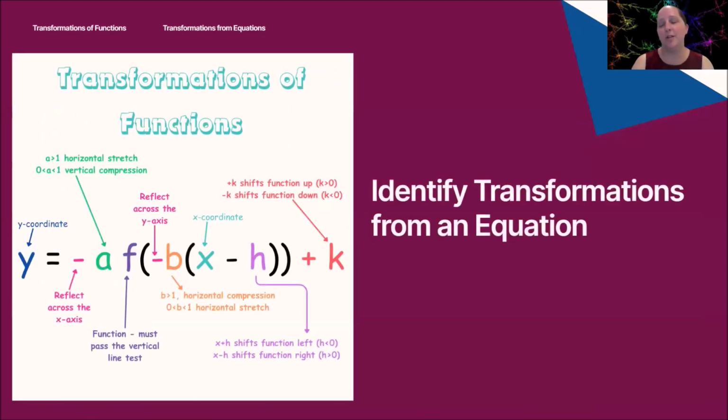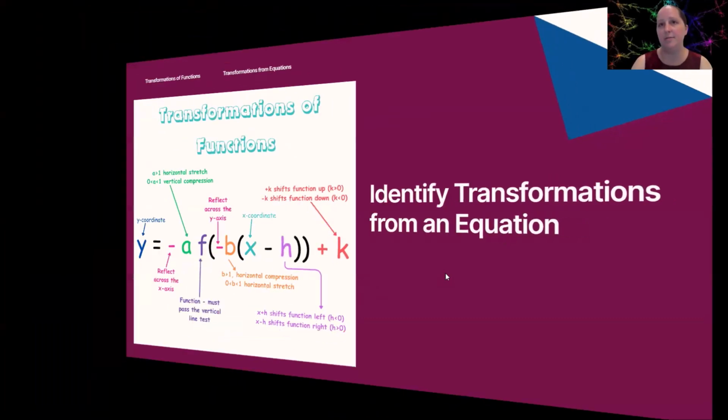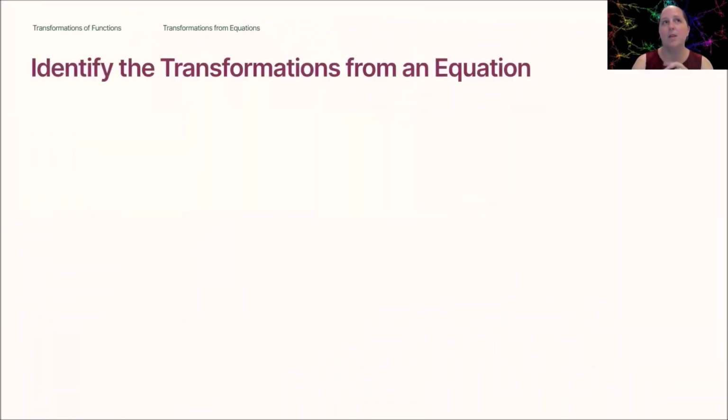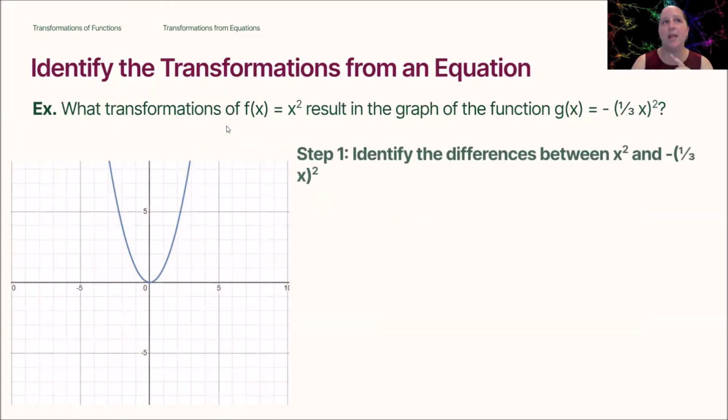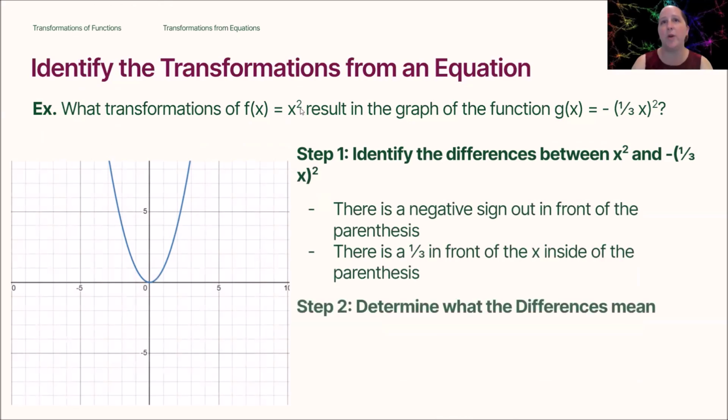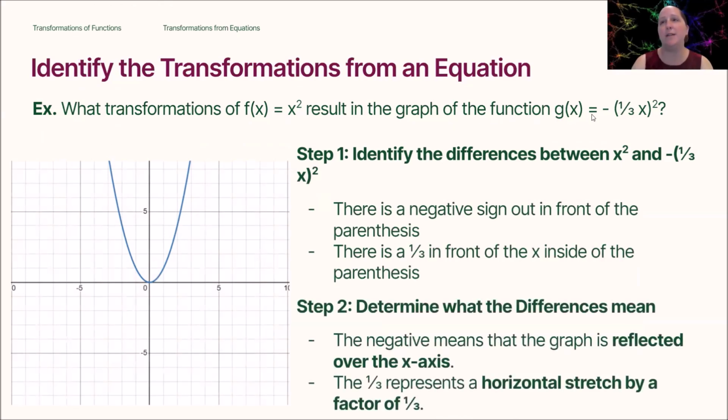So next I want to identify the transformations from an equation. Again, I'm going to use this transformation of functions to figure out what changes. You always start with the parent function. In this case, what transformations of f of x equals x squared result in the graph of the function g of x equals -1/3 x squared? Again, I'm looking for the difference between x squared and -1/3 x squared. I notice that there's a negative sign outside the parentheses, and I notice the 1/3 is different, and the 1/3 is inside parentheses. So I figure out what those differences mean.